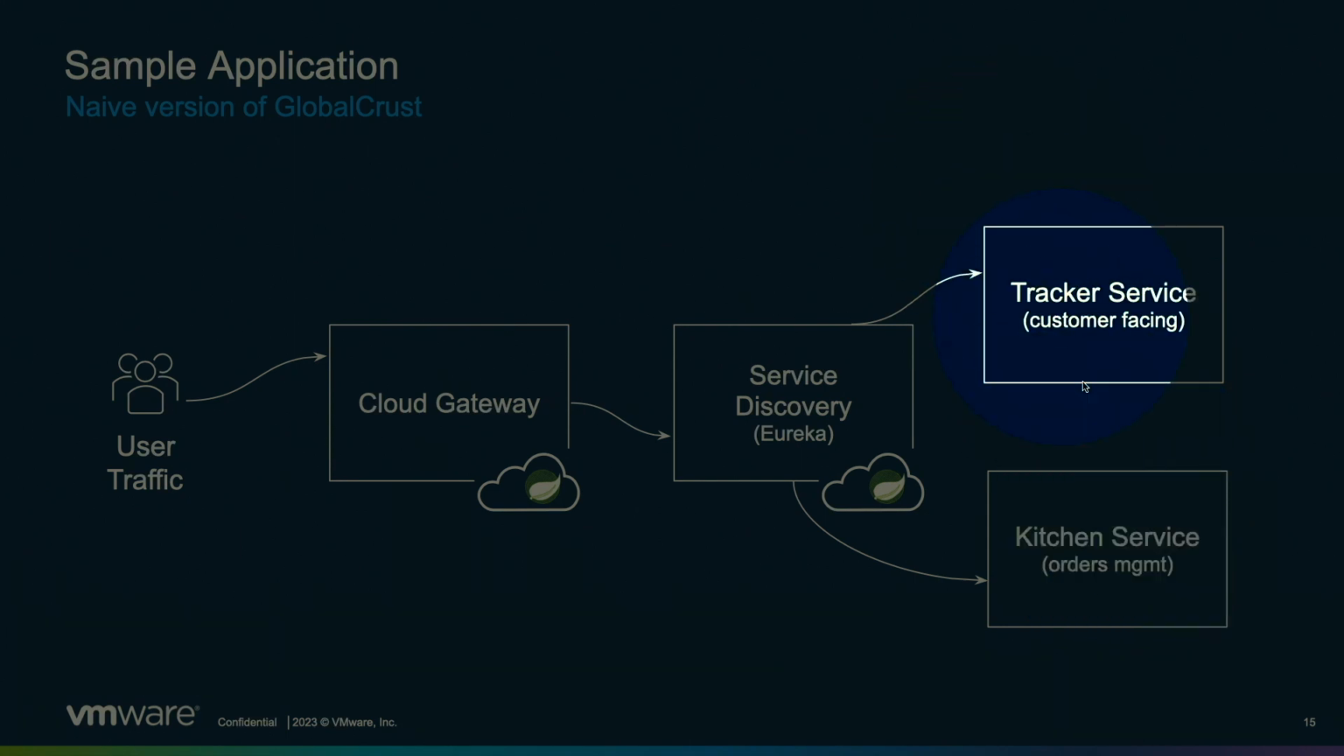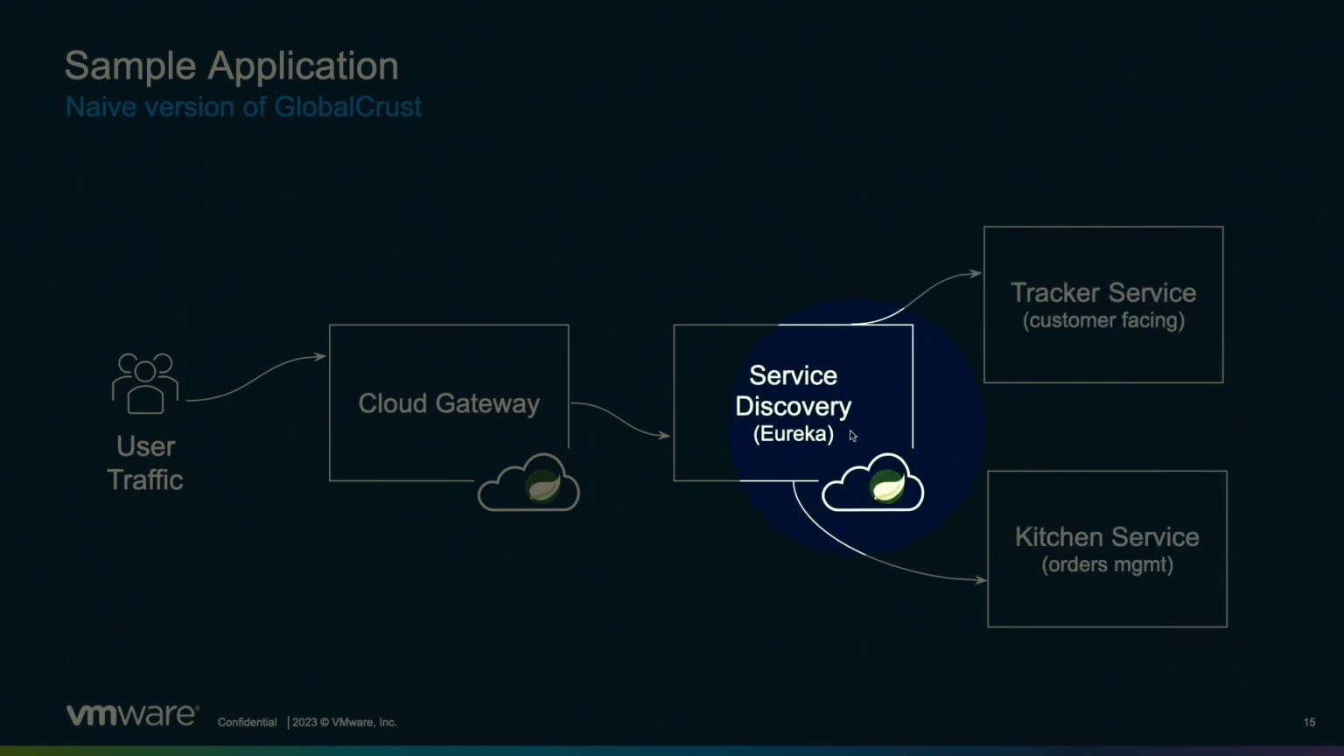Also, once the order is in the system, you can use the tracker service. This is what we can use from time to time as customers. We want to check the status of our pizza. Is it still waiting for being baked? Is it being delivered, or where is it? What's happening with this pizza?